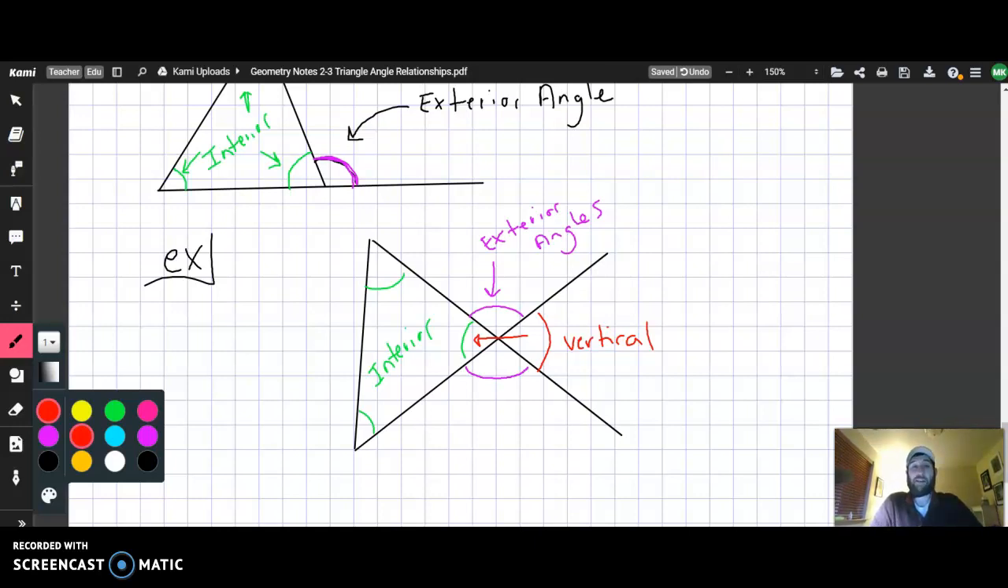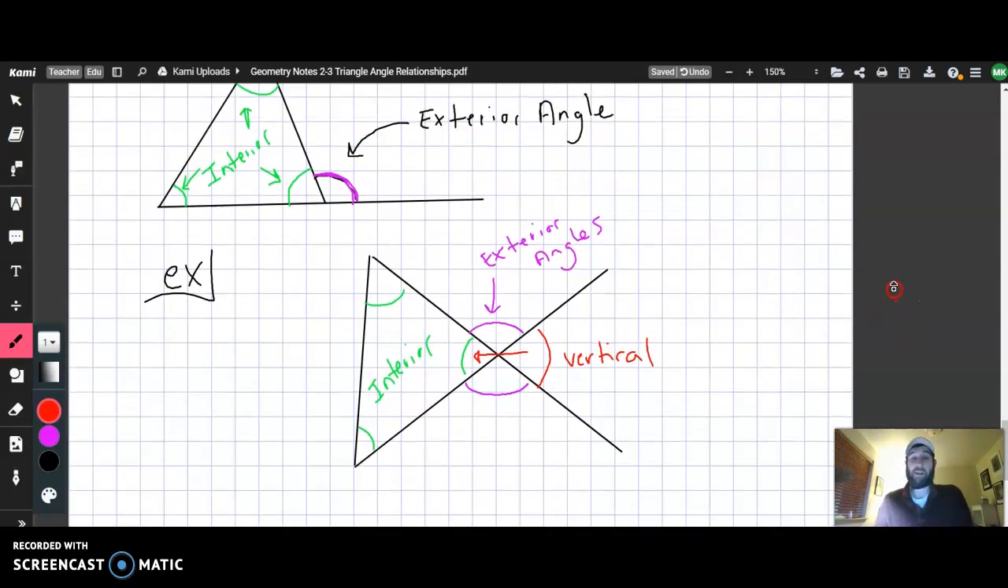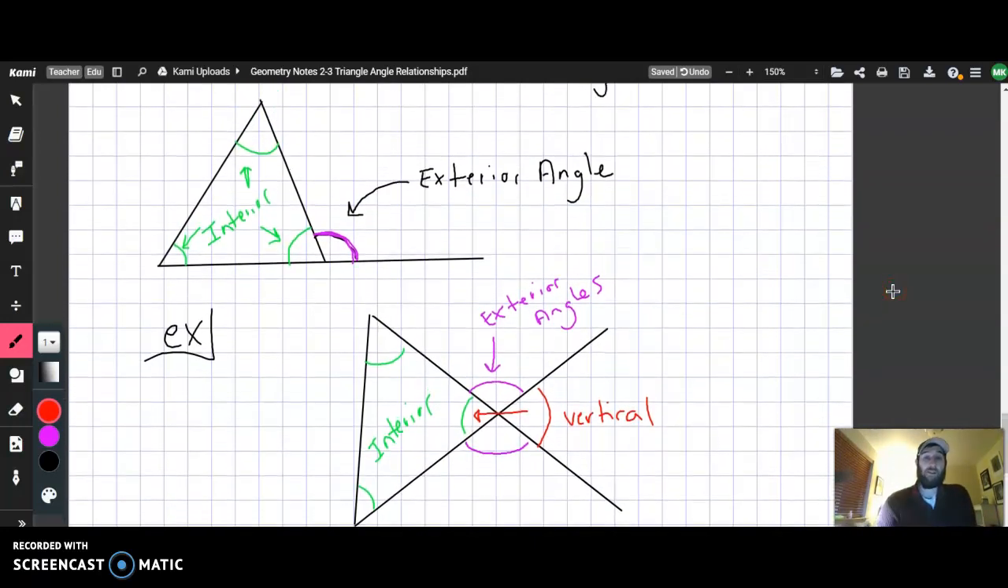So we have a lot of angles described here. The key piece that I need you to take away from this is that an exterior angle is formed by only one extended side. It's formed by one extended side.